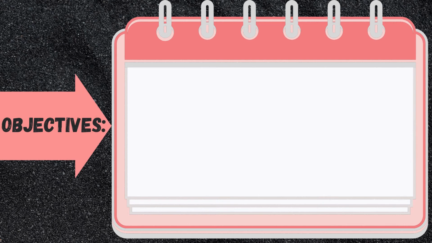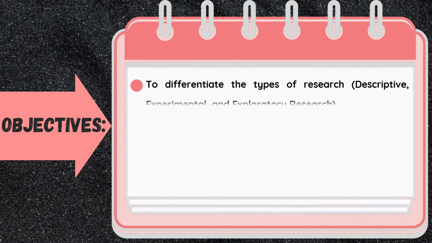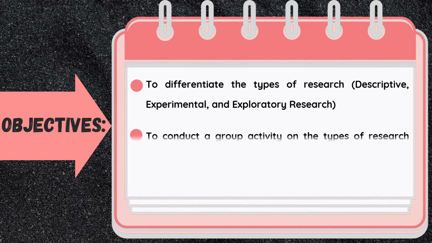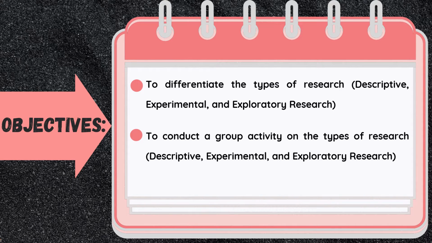The objectives of our lesson are to differentiate the types of research such as descriptive, experimental, and exploratory research, and to conduct a group activity on the types of research such as descriptive, experimental, and exploratory research.